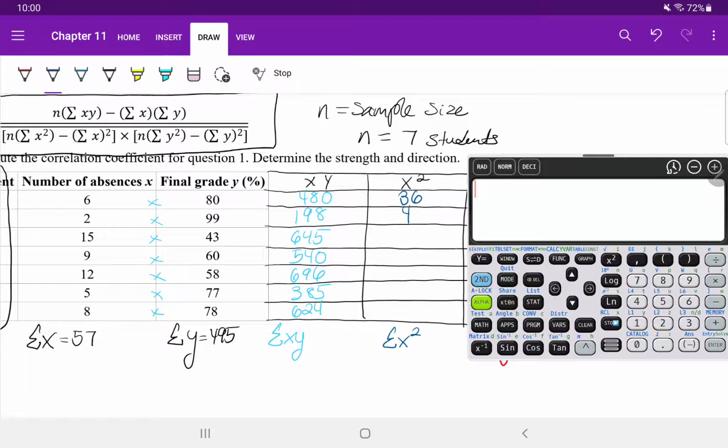X is 15. 15 squared is 225. 9 squared is 81. 12 squared is 144. 5 squared is 25. 8 squared is 64.